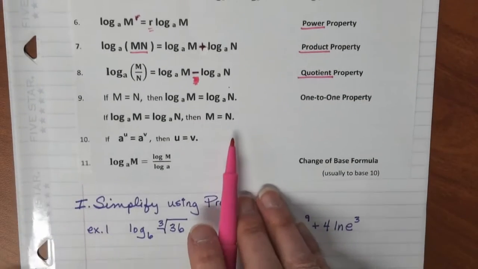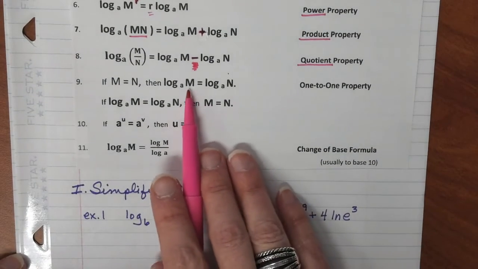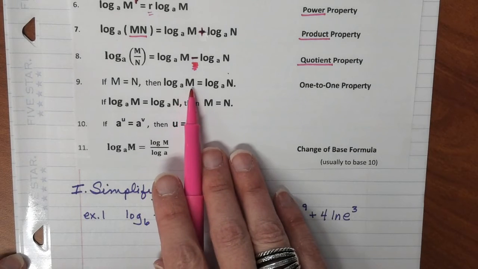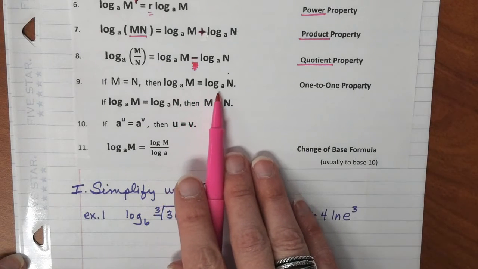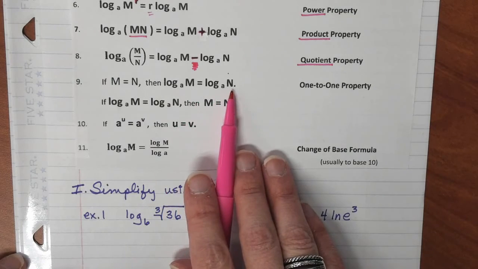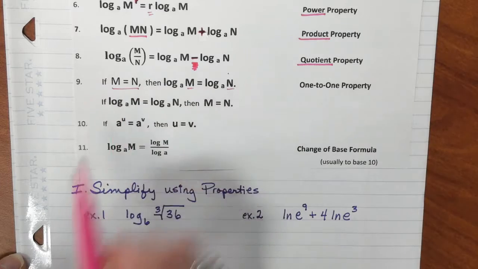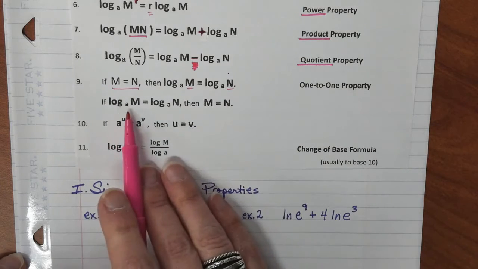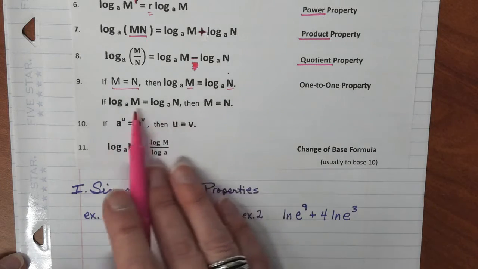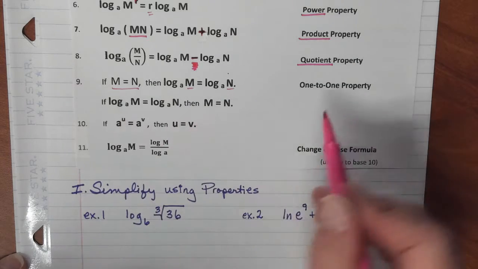This makes sense. This is just kind of common sense. If you're taking the log, same base of one value, and it equals the log, the same base of another value, then that m and n are equal. And you can go the opposite direction. That's called a one-to-one property.